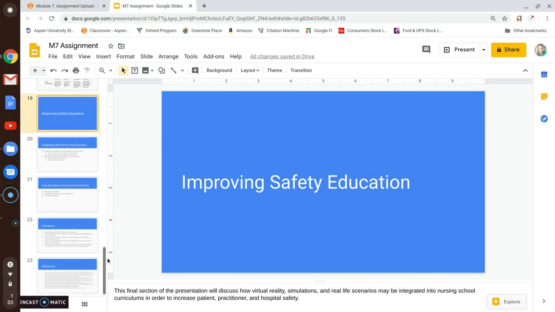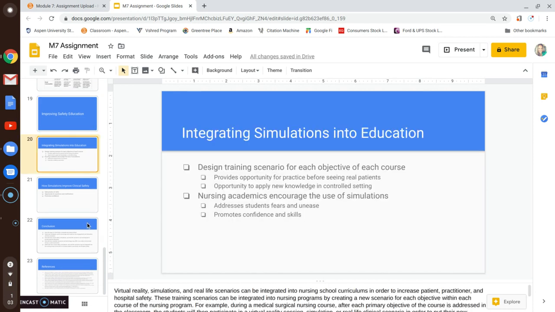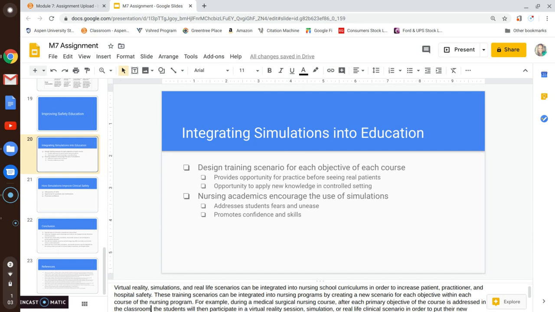This final section of the presentation will discuss how virtual reality simulations and real-life scenarios may be integrated into nursing school curriculums in order to increase patient, practitioner, and hospital safety. Virtual reality simulations and real-life scenarios can be integrated into nursing school curriculums in order to increase patient, practitioner, and hospital safety. These training scenarios can be integrated into hospital programs by creating a new scenario for each objective within the course of each nursing program.